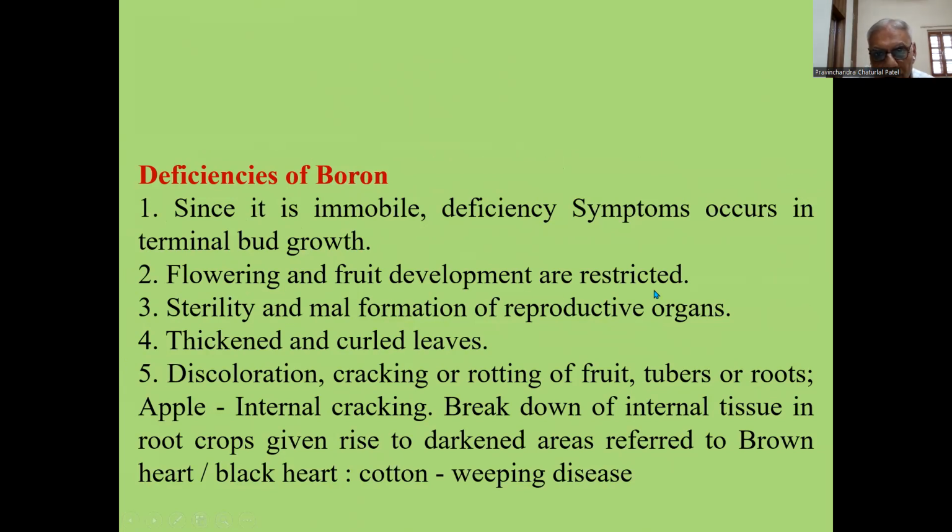Flowering and fruit development are restricted. Sterility and malformation of reproductive organs, thickened and curled leaves, discoloration, cracking or rotting of fruit, tubers or roots, apple internal cracking, breakdown of internal tissue in root crops giving rise to darkened areas, referred to as brown heart, black heart, and cotton whiptail disease. So it is due to deficiency of boron.